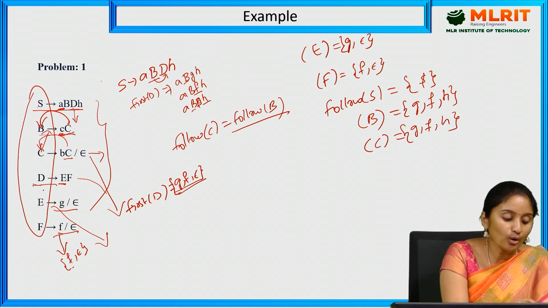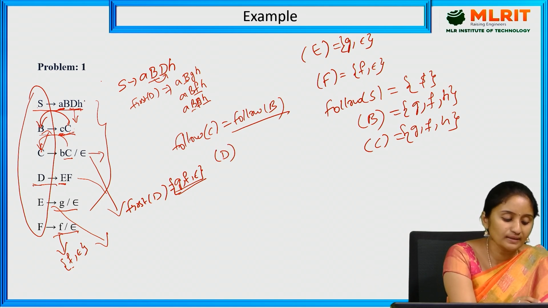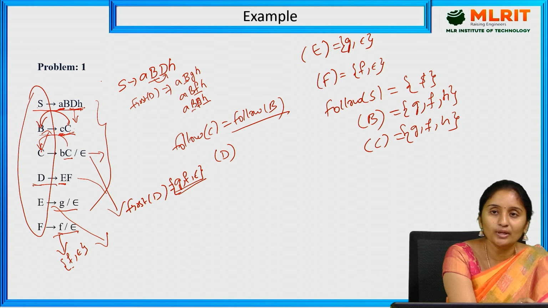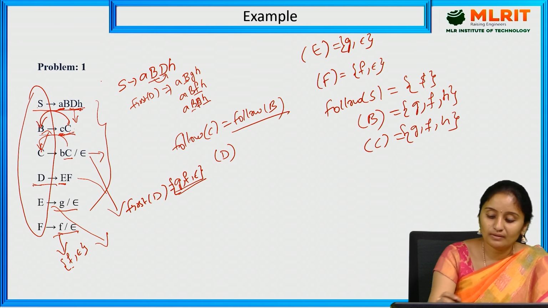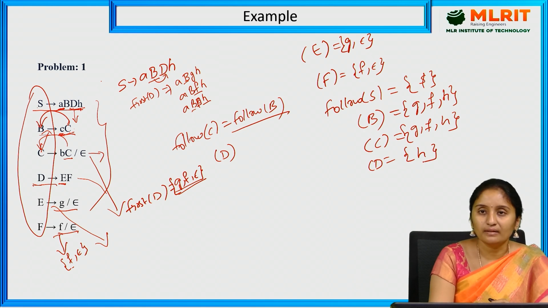Next, follow of D. What I am having here? Follow of D is nothing but only one it is supporting, a terminal. So follow of D is equal to H.